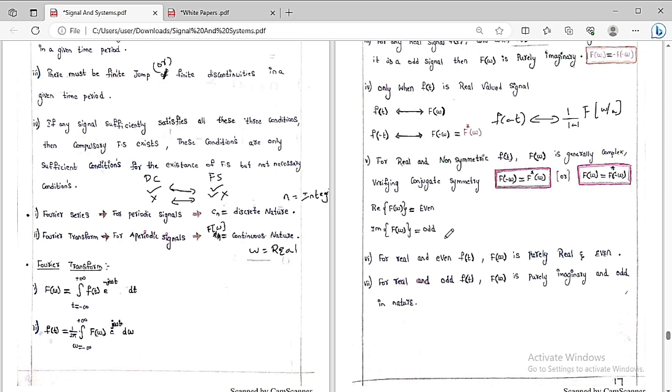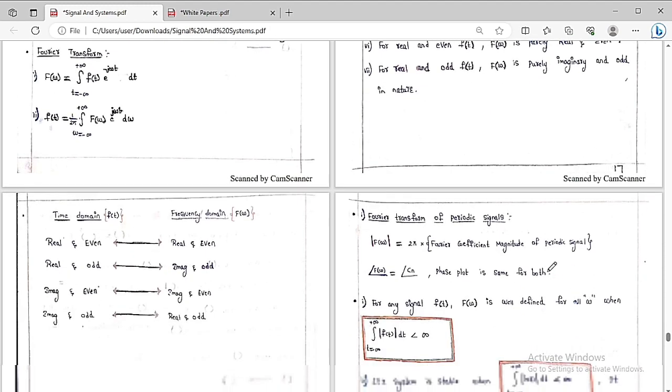So whenever f of t is a real signal as well as an even signal, then f of omega is purely real and also even in nature. When f of t is a real signal and odd in nature, then definitely f of omega is purely imaginary and odd in nature. So finally, we can say when f of t is a real signal with even nature, then f of omega is also purely real with even nature. For f of t a real signal and odd in nature, f of omega is purely imaginary and odd in nature. This point is already proved, so always keep it in your mind.